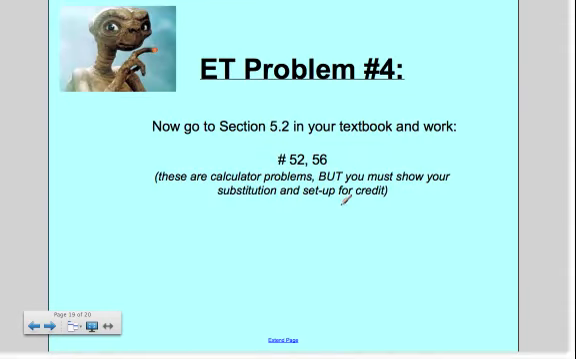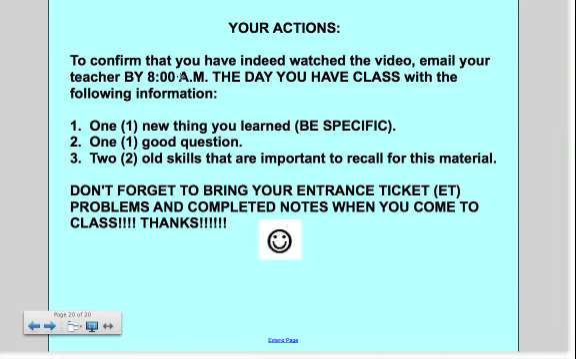All right, here's your last ET problem. These are calculator problems, but you must show your substitution and setup for credit. So, what you need to send us is 1 new thing you learned, be specific, 1 good question, 2 old skills that are important to recall, and don't forget to bring your entrance ticket to class.